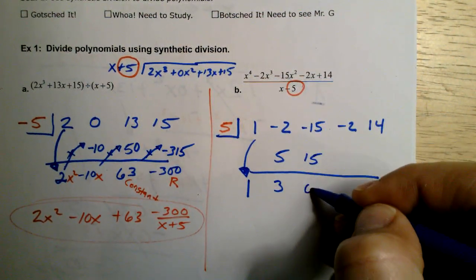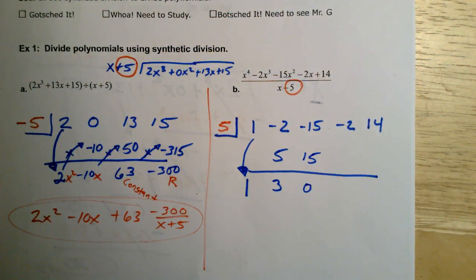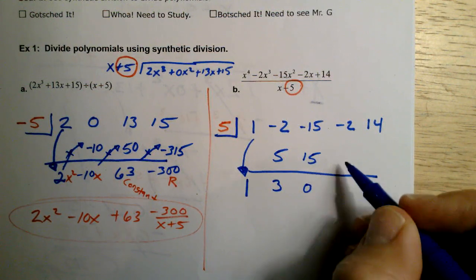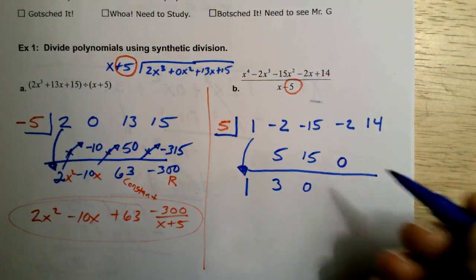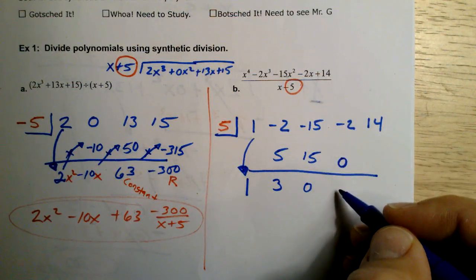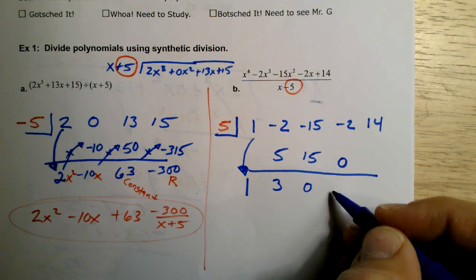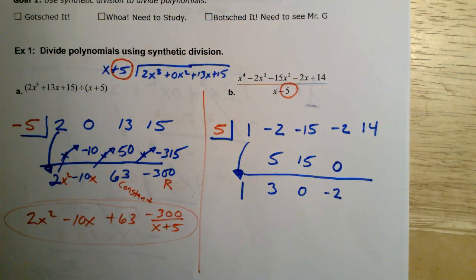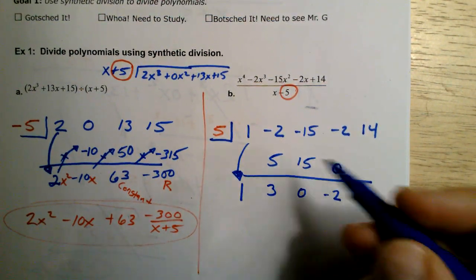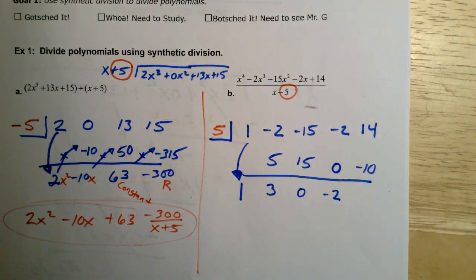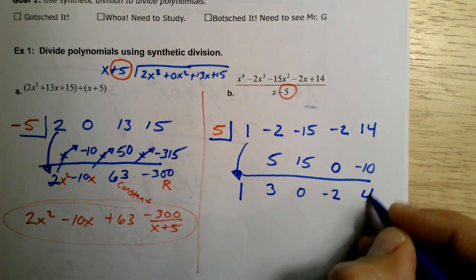Add down, 0. We multiply. 5 times 0 is 0. Add down, negative 2. Away from 0 is still negative 2. And then last but not least, we multiply. 5 times negative 2 is negative 10. And then we add down is 4.